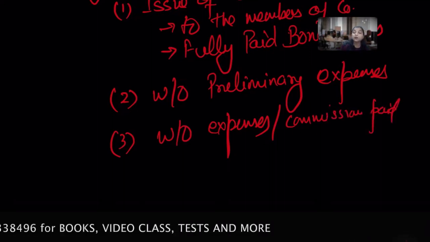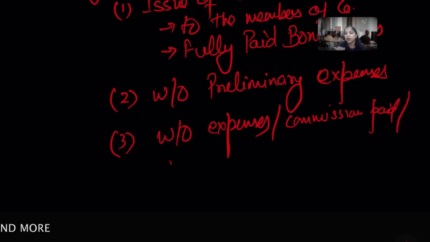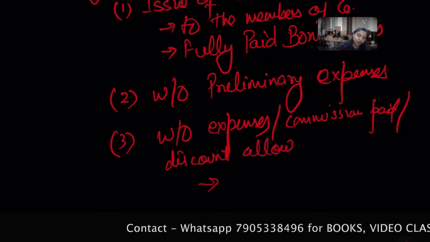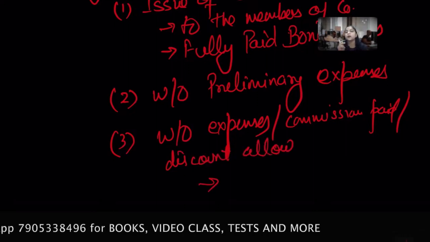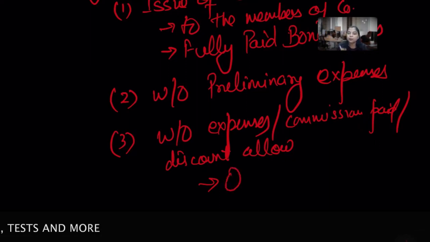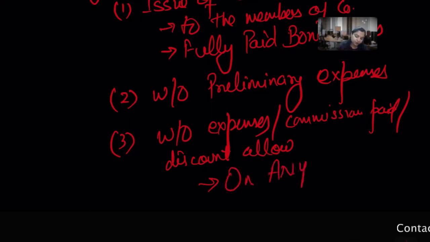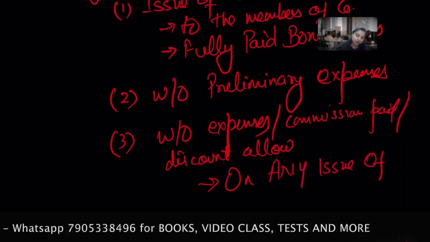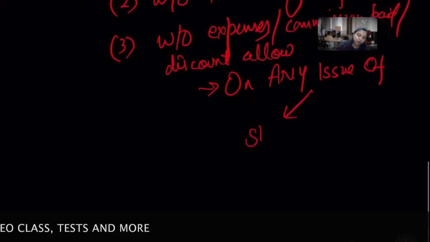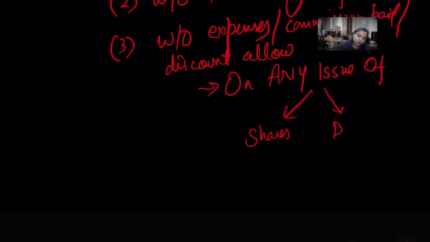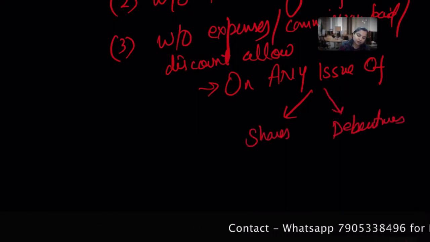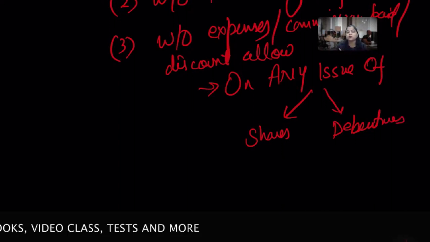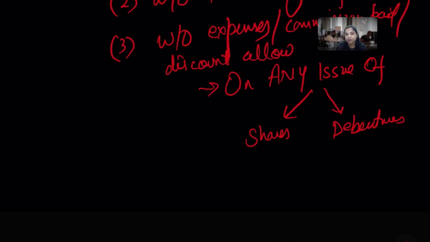Okay, or what we can call either the commission paid or any kind of discount allowed on any issue of shares or debentures of the company. I'm writing it in caps because it must be in your brain: on any issue of shares or debentures. Clear? So, preliminarily, your securities premium can be used to write off the expenses on the issue of shares or debentures.